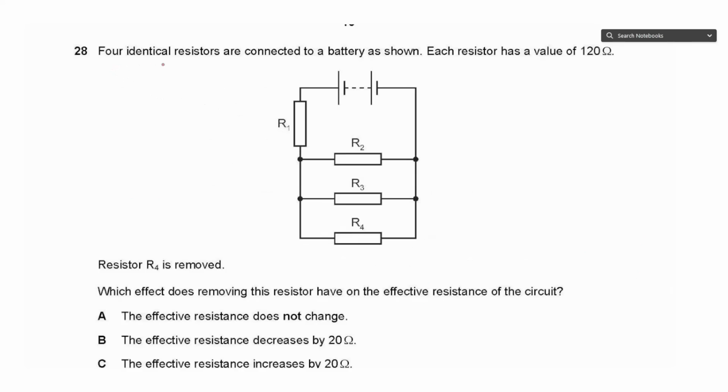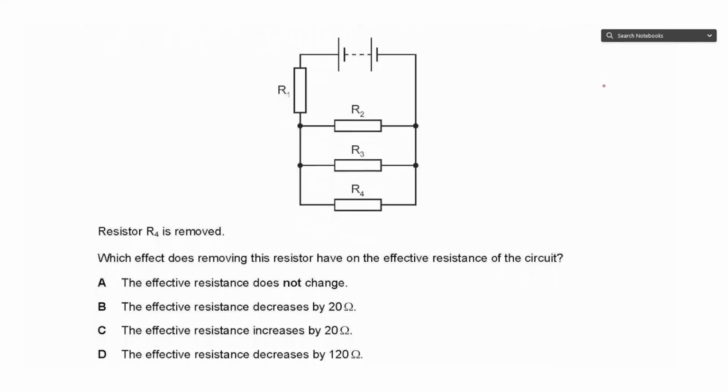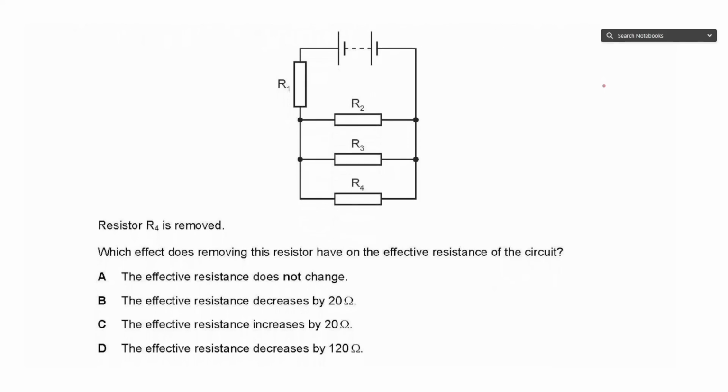Question 28 says 4 identical resistors are connected to a battery as shown. Each resistor has a value of 120 ohms. Resistor 4 is removed. Which effect does removing this resistor have on the effective resistance of the circuit? So when you remove something in parallel, the total resistance of the circuit increases.